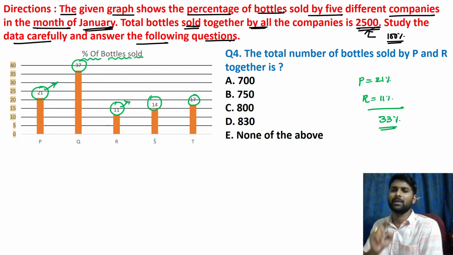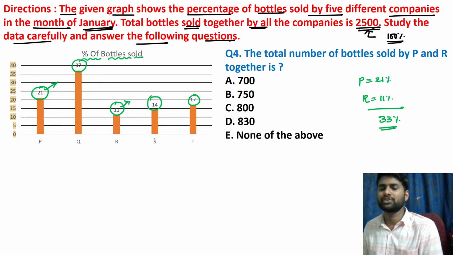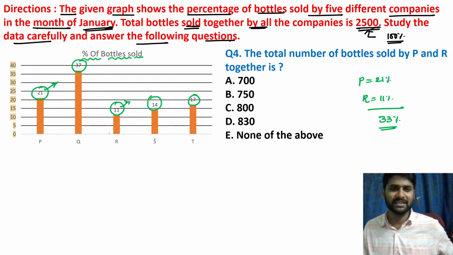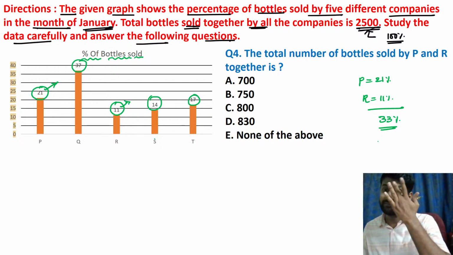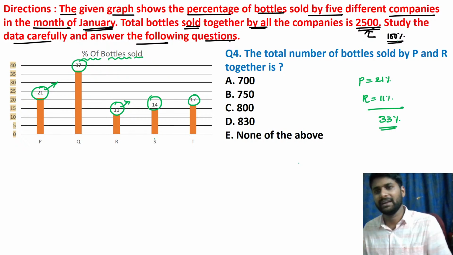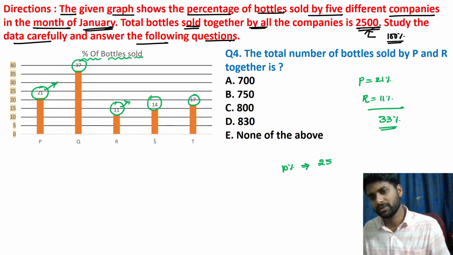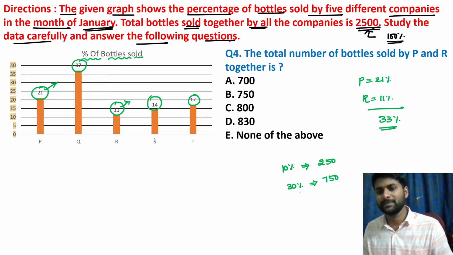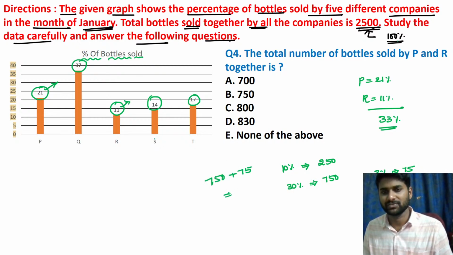Here the question: the total number of bottles sold by P and R together. P sold 21 percent and R sold 11 percent, and the sum becomes 33. You already know that 100 percent is equal to 2500. Now 10 percent is exactly 250. Now 30 percent is exactly 750. Now we require 3 percent. 30 percent is 750, so 3 percent is 75. Here the question: 750 plus 75. So the answer is 800.